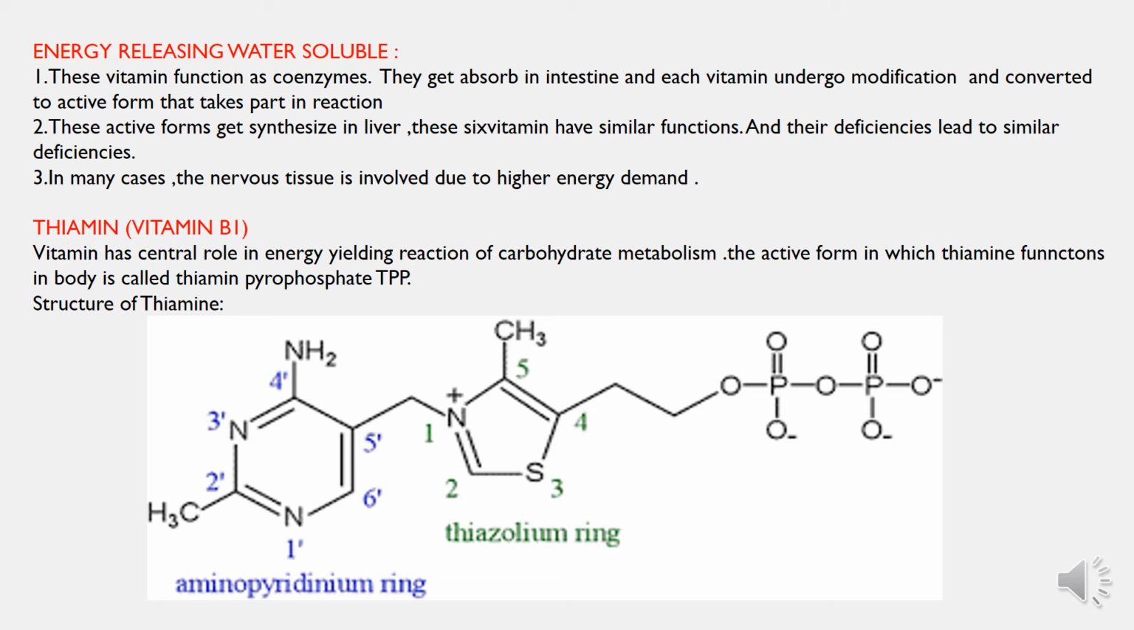Thiamine, vitamin B1. The vitamin has a central role in energy yielding reactions of carbohydrate metabolism. The active form in which thiamine functions in the body is called thiamine pyrophosphate, that is TPP. Structure of thiamine. This is the simple structure of thiamine: aminopyrimidine ring, thiazolium ring and a pyrophosphate.